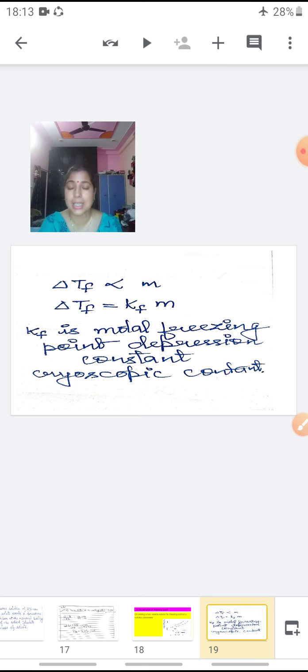Now in the board exam, once this question came, how will you define Kf? See, Kf is the difference in freezing point of the solution when the molality of the solution is 1, or you can say delta Tf will be equal to m, will be equal to Kf if molality is 1. Clear? So how will you define this cryoscopic constant? It is the depression in freezing point of a solution whose molality is 1 molar.